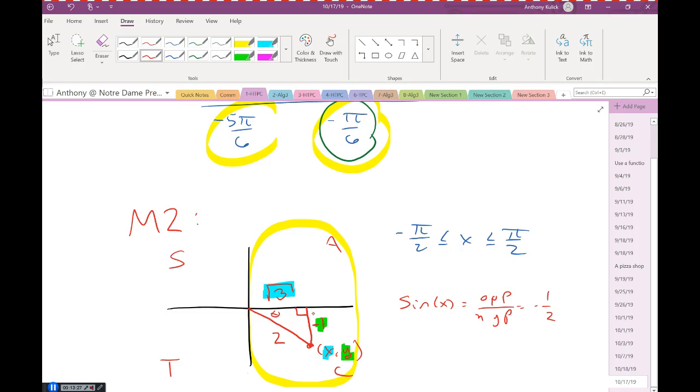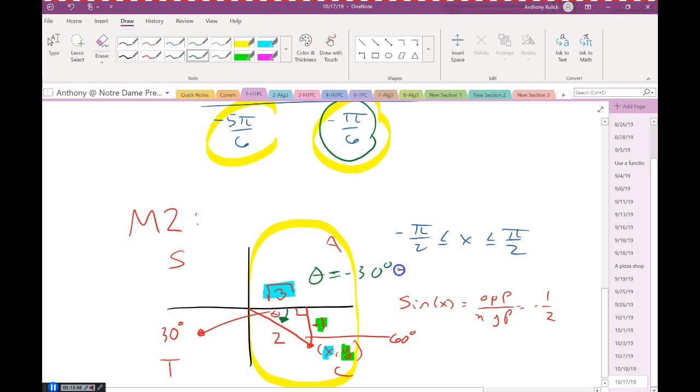And at this point, I recognize that this is a triangle I recognize. It's a 30, 60, 90 triangle. So, in this case, my angle that I'm interested in would be negative 30 degrees, which is negative pi over 6.